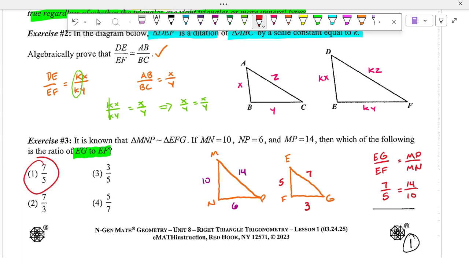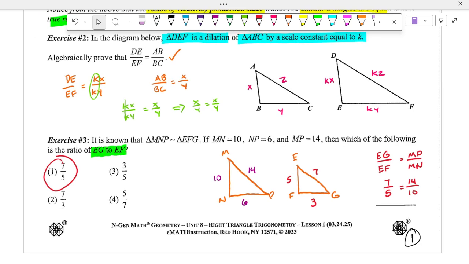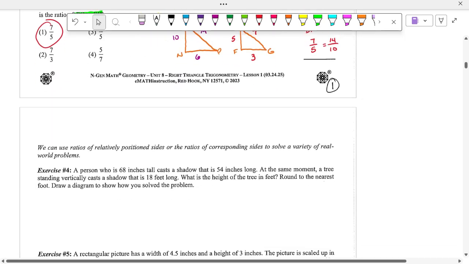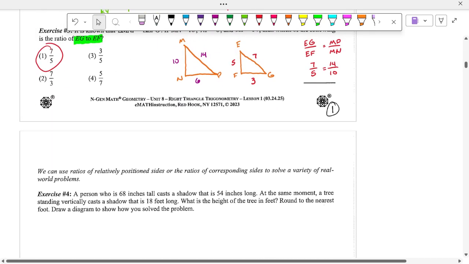Now, why would it not be 5/7? Why do I know it's 7/5 and not 5/7? Because it's EG to EF. So whatever it says first, that's your numerator. That's what they mean in ratios.